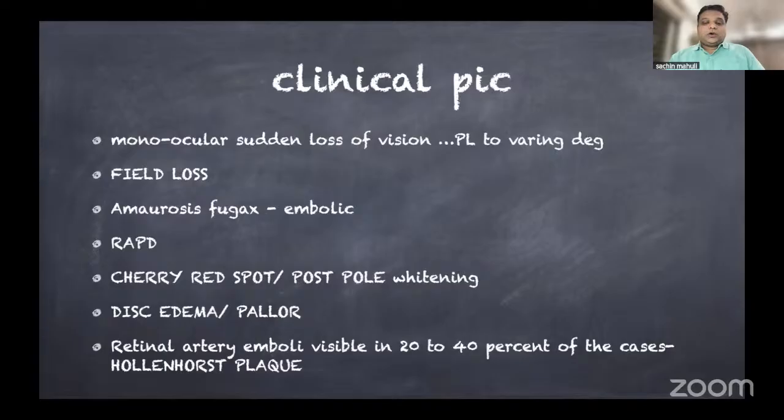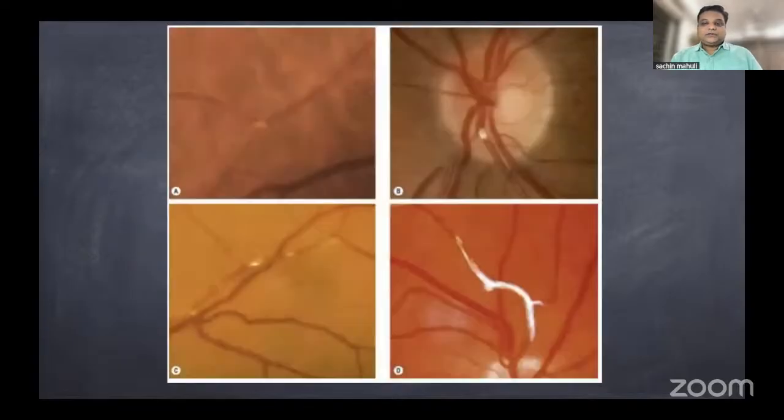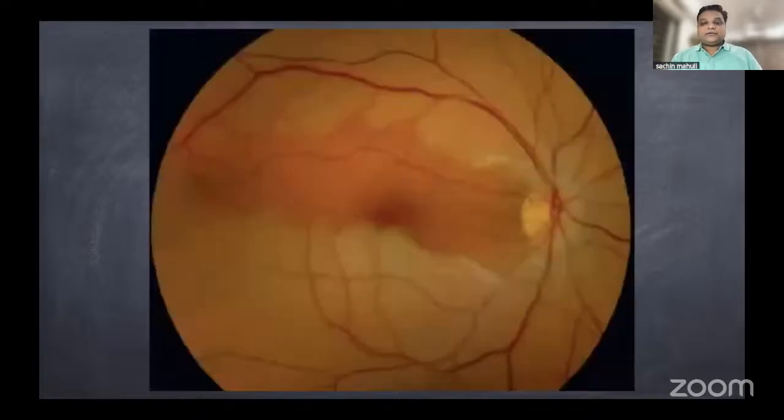In around 20 to 40% of these cases, you can actually see the embolus in the retinal artery, because this is the only artery which you can see live in our body. These are the pictures where you can see these emboli either at the optic disc or in the periphery, or if it has migrated, or you can see silver wiring of the blood vessels, which is in very severe cases. This is the clinical picture.